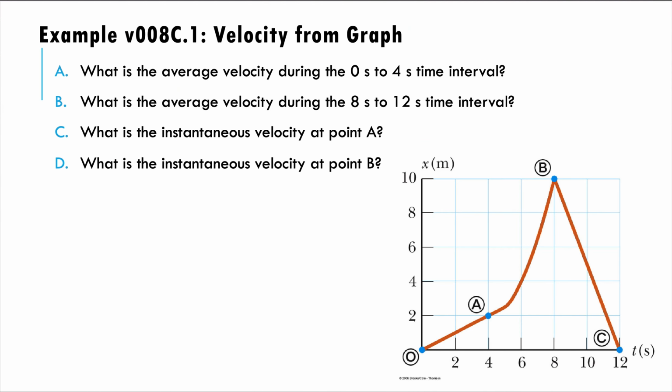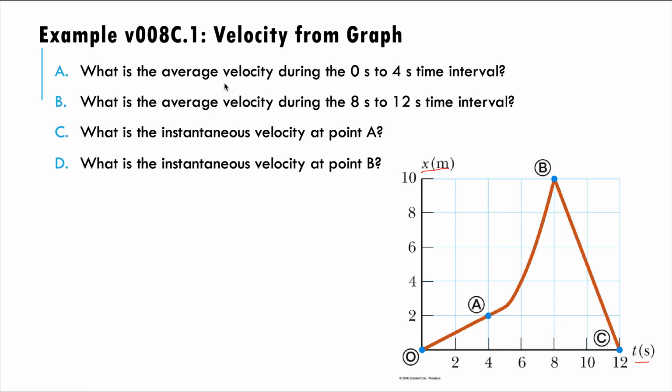In this video, we're going to look at two examples from video 8C on the graphical interpretation of velocity. Let's look at the first example. We are given a position time graph. Remember, the position is on the y-axis and the time is on the x-axis. And we're asked several questions about finding average velocity and also instantaneous velocity.